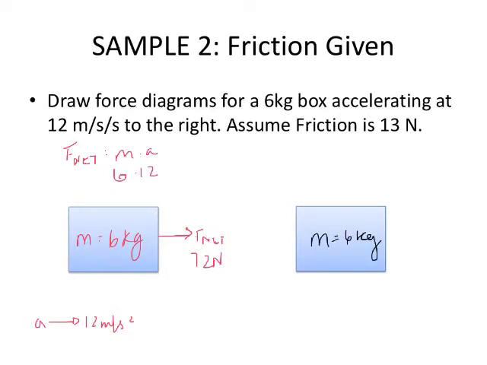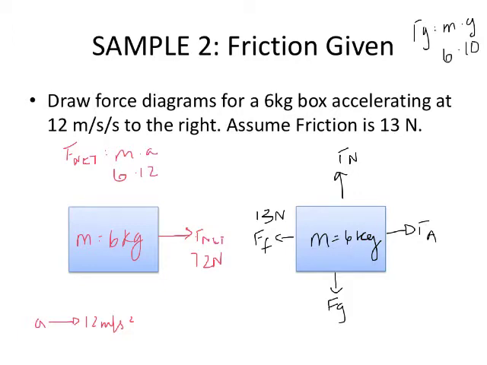So we know our mass is 6 kilograms. This time we're going to have all 4 forces on the diagram. Applied force, normal force, force of gravity, and a force of friction that we're given is 13 newtons. Alright? We can find force of gravity the same way we did before with m times g, or 6 times 10. So that's 60 newtons, and this is 60 newtons.